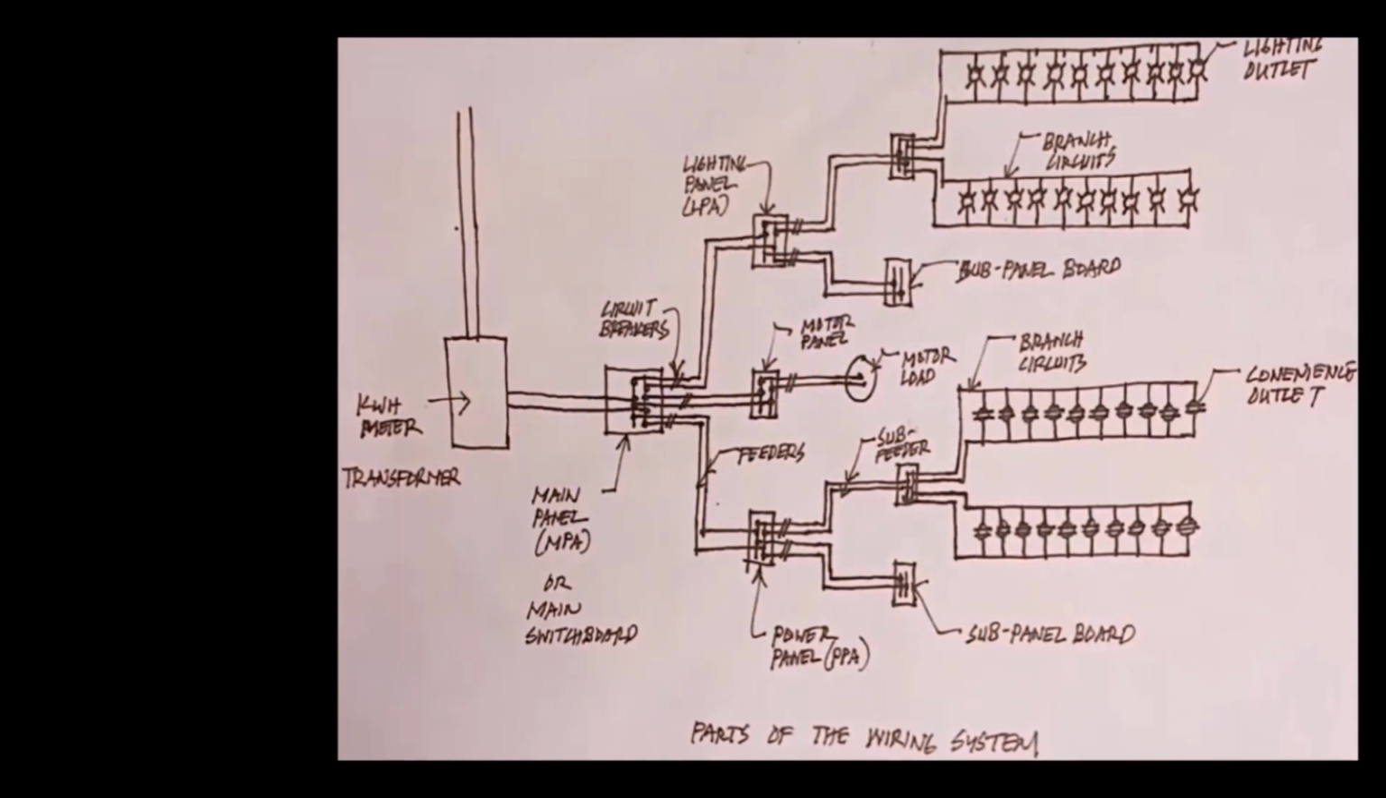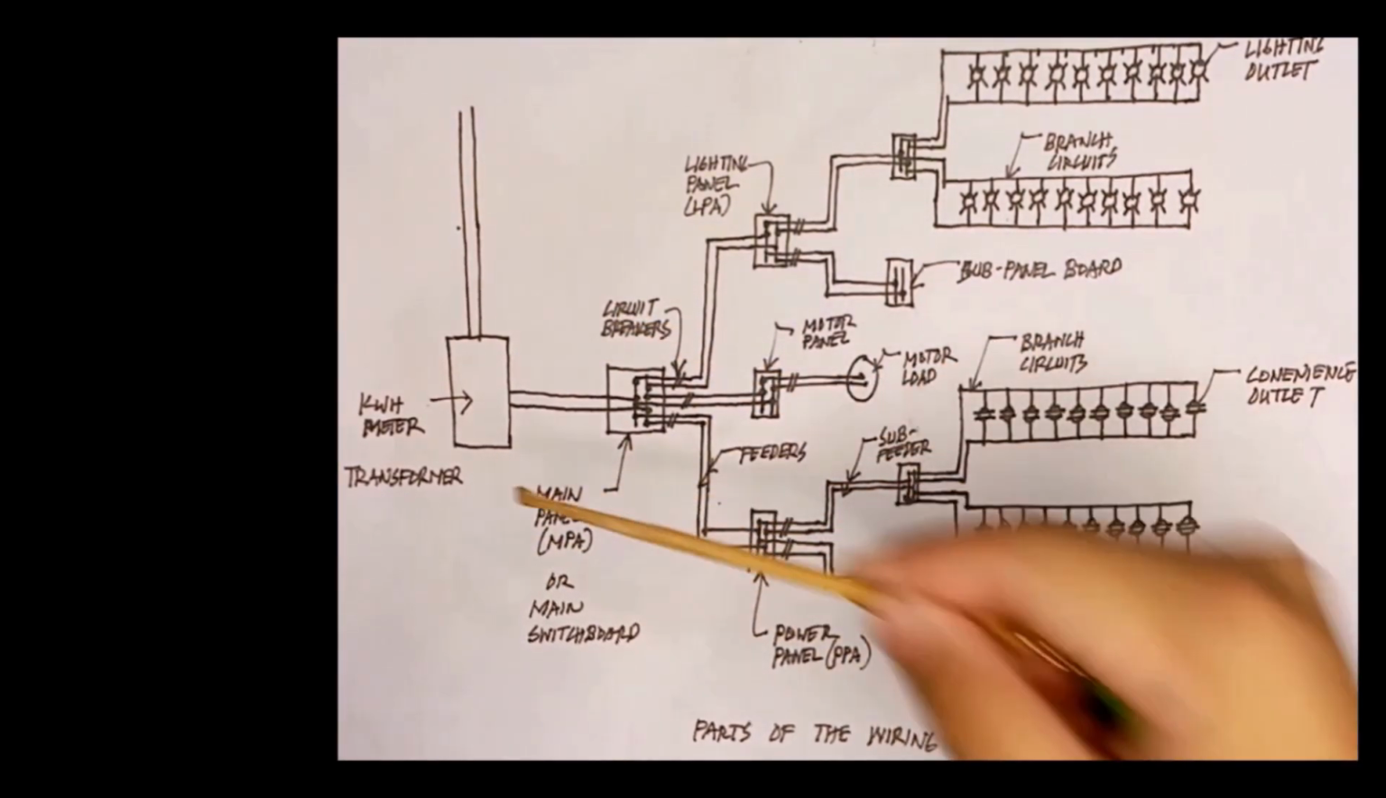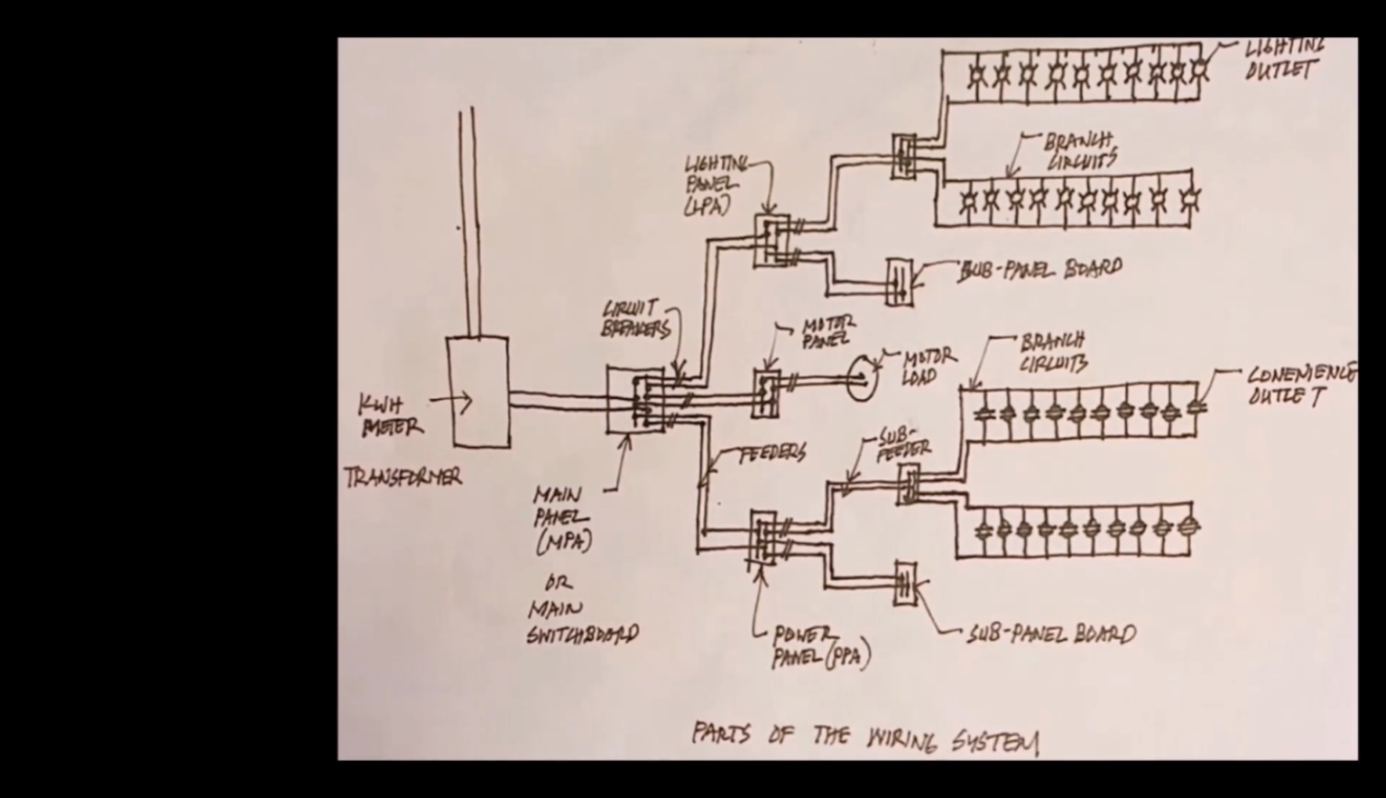Next is the circuit breakers. Circuit breaker is an automatically operated electrical switch which is designed to protect an electrical circuit from damage caused by excess current from an overload or short circuit. Under that is the main panel board or the main switchboard. The main switchboard is defined as an assembled unit of electrotechnical components.